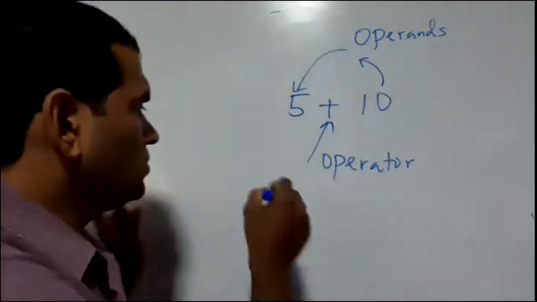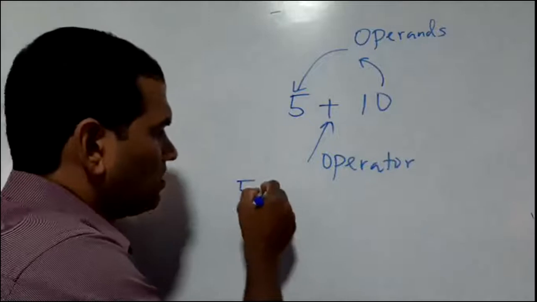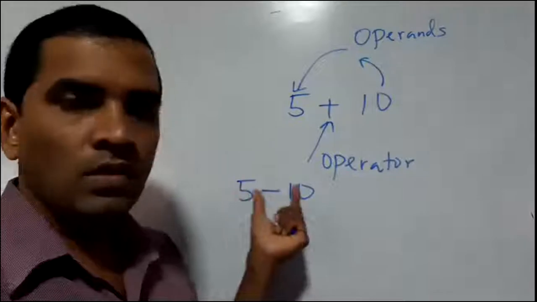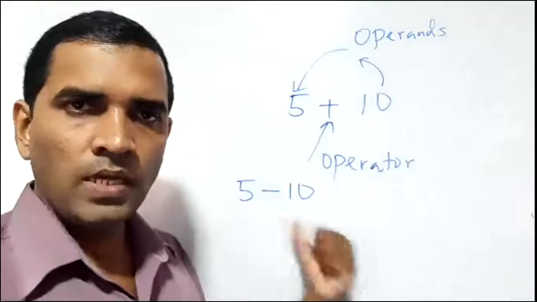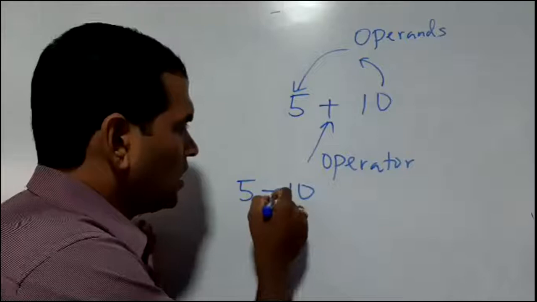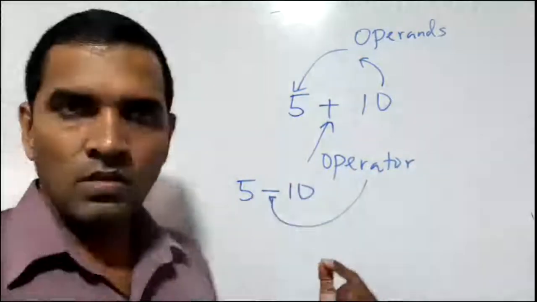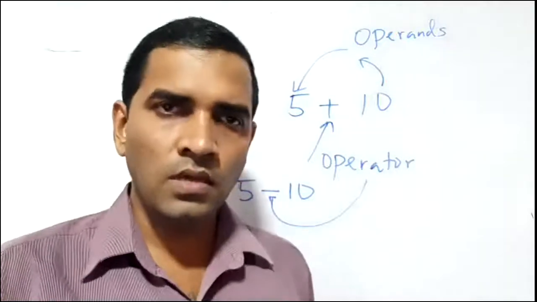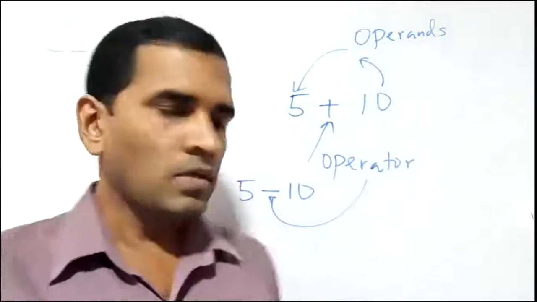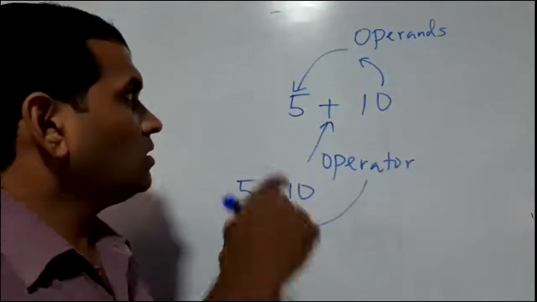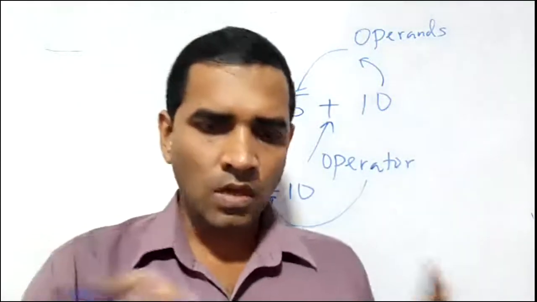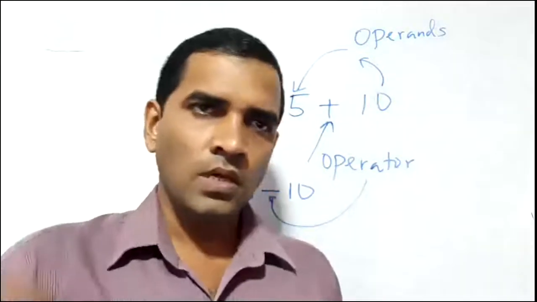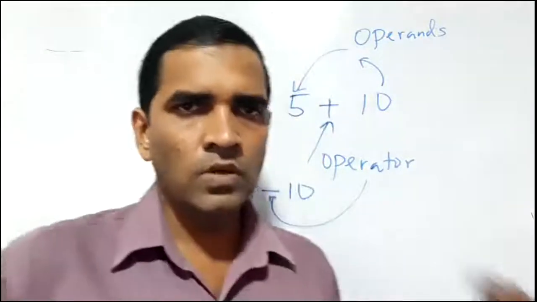So suppose I want to subtract 10 from 5, this is the format, 5 minus 10. What is minus? That is the operator. That minus operator is for the subtraction operation. And what are these two things, 5 and 10? They are operands. This is how we follow it in mathematics. Even in a spreadsheet, we need to follow such a format.